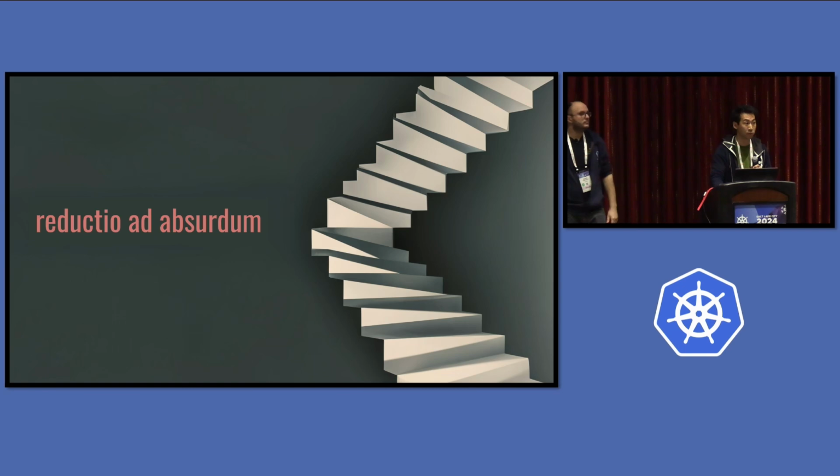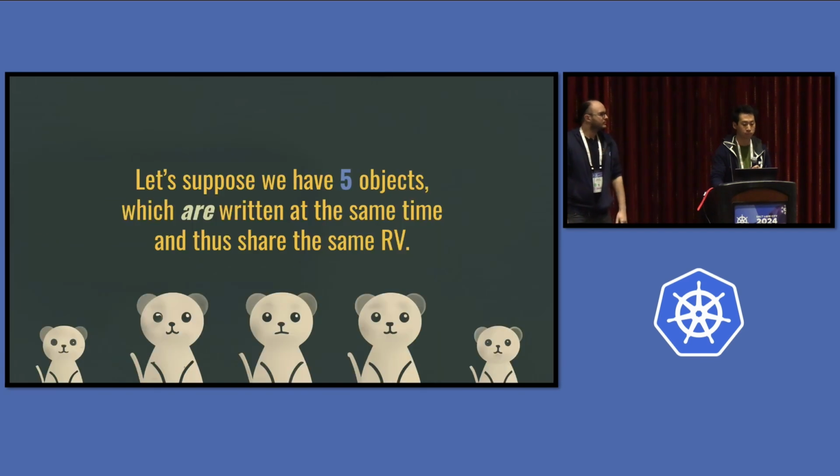We're going to show this by a proof by contradiction. So we're going to start by assuming the thing that we want to disprove, and then we're going to show that it can lead to an invalid protocol. The thing that we want to disprove is that we can, in fact, share an RV across multiple objects. So let's assume that we have 5 objects. They all have the same RV. So we've batch written them, right?